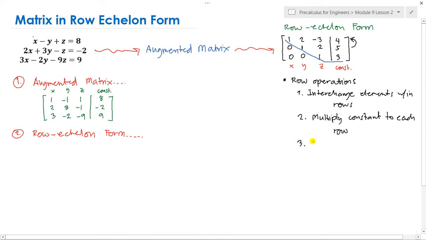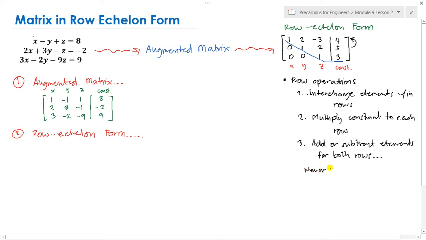Okay. Third, you can add or subtract elements of both rows. Meaning, you choose row 1 and row 3, you add their two elements to get row 3 again. That is allowed. But never, never multiply.